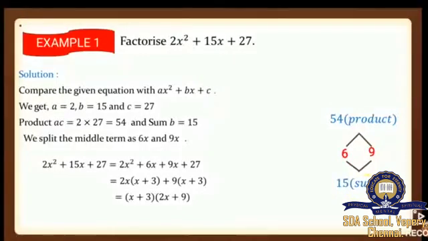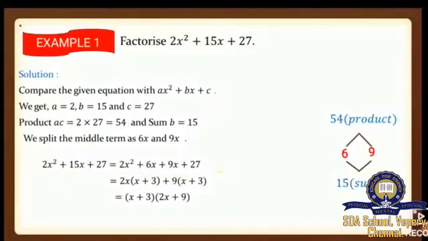So if you multiply two numbers, you need to get 54. And if you sum up two numbers, you need to get 15. In such a way, you need to find out two terms. So here 6 into 9 is 54 and 6 plus 9 is 15. So we have split the middle term as 6x and 9x. So substituting 6x and 9x in the place of 15x, we will get 2x square plus 6x plus 9x plus 27.